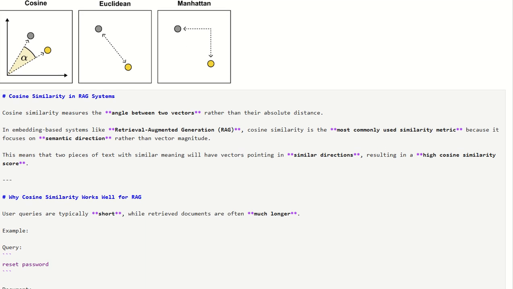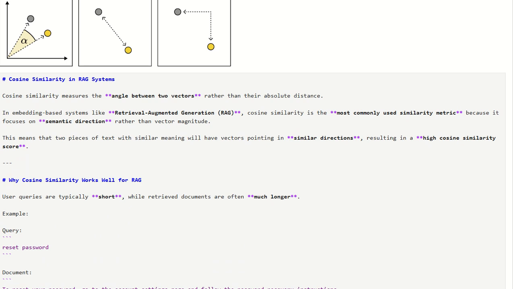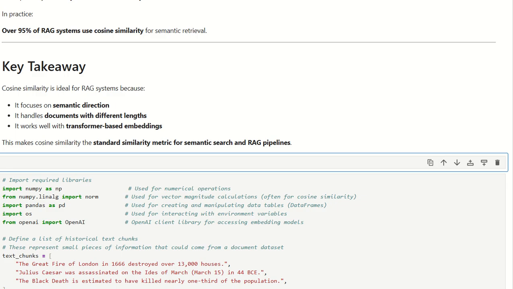So how does cosine similarity work in the RAG system? Cosine similarity measures the angle between two vectors, as we discussed already, rather than their absolute distance. In embedding based systems like retrieval augmented generation, cosine similarity is the most commonly used similarity metric because it focuses on semantic direction, like in semantic search.